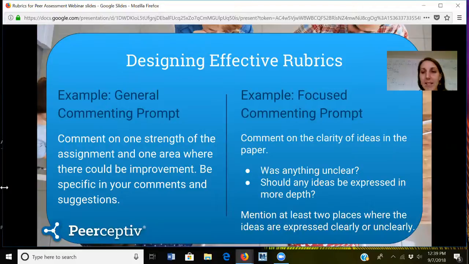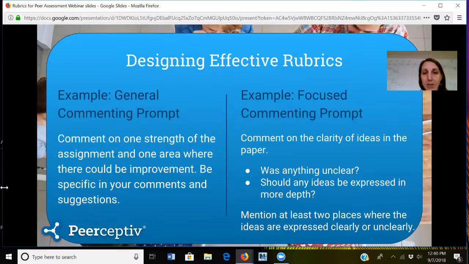Comment on the clarity of ideas in the paper. Was anything unclear? Should any ideas be expressed in more depth? Mention at least 2 places where the ideas are expressed clearly or unclearly. Here, you're going to get much more focused responses because the commenting prompt is more focused. Now students are talking about clarity of ideas in particular, how in-depth the ideas are, and you've asked them to mention at least 2 places where the author has either done these well or needs some improvement.